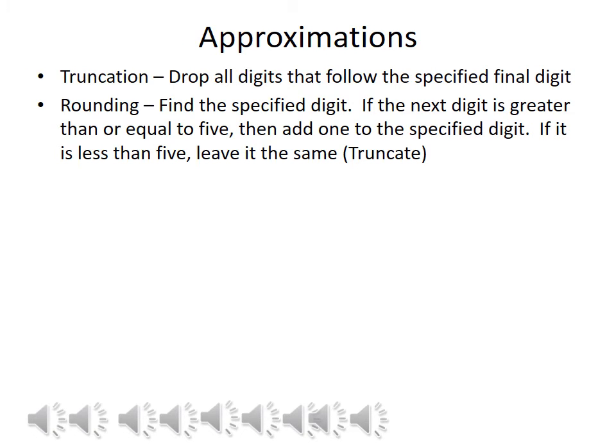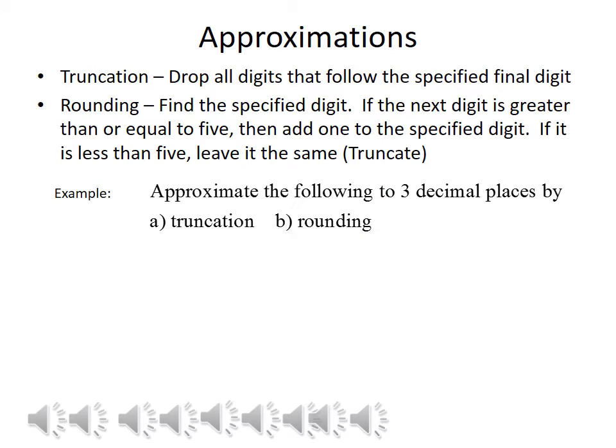The other method of approximation that we'll talk about is rounding. So for rounding, again, we'll find the specified digit, and then we'll look at the next digit over. So if we're asked to round to 3 decimal places, we would count the 3 decimal places and then look at the 4th decimal place. If the next digit is bigger than or equal to 5, then we're going to add 1 to our specified digit. If the next digit is less than 5, then we're going to truncate and just leave it the way that it is.